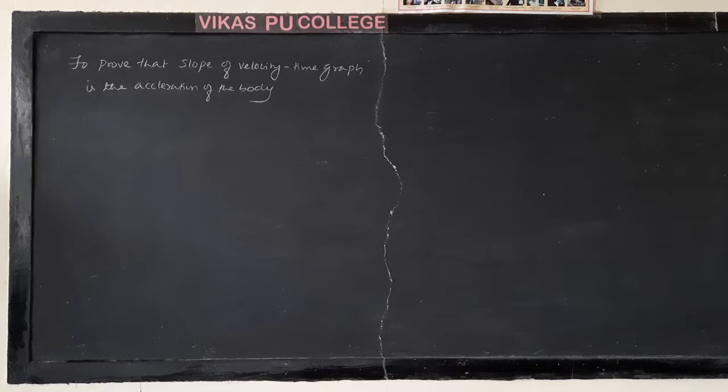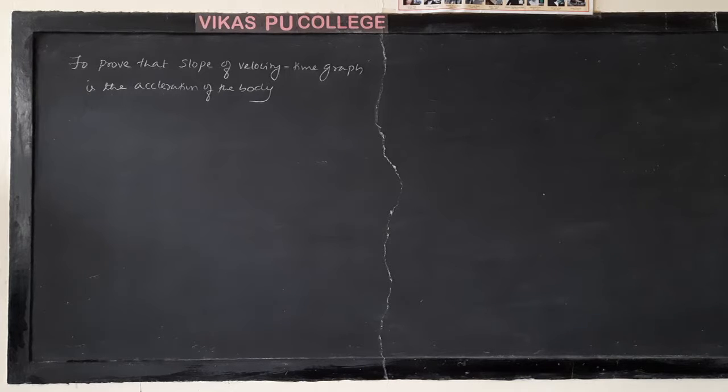Now it is time to prove that the slope of the velocity time graph will give you the acceleration of the body. So now we need to prove that the slope of the velocity time graph is the acceleration of the body.